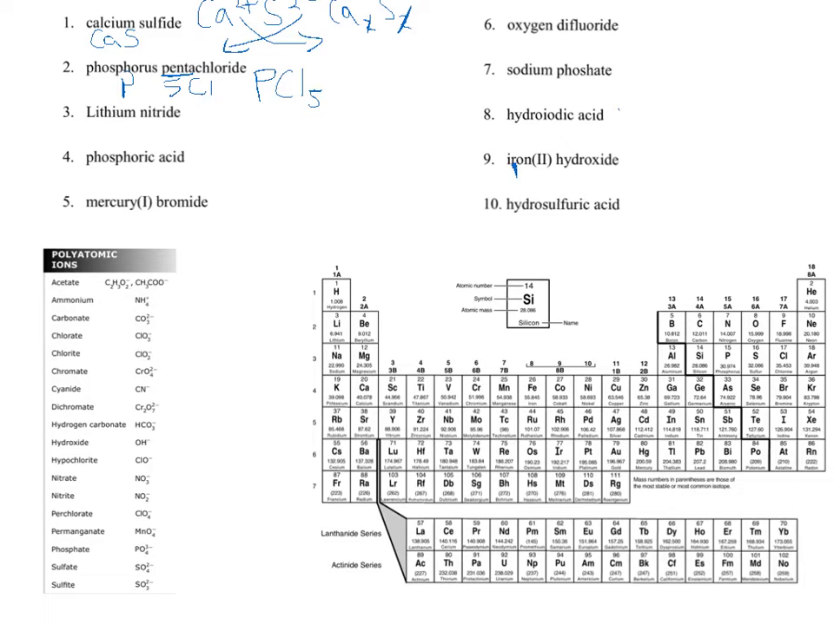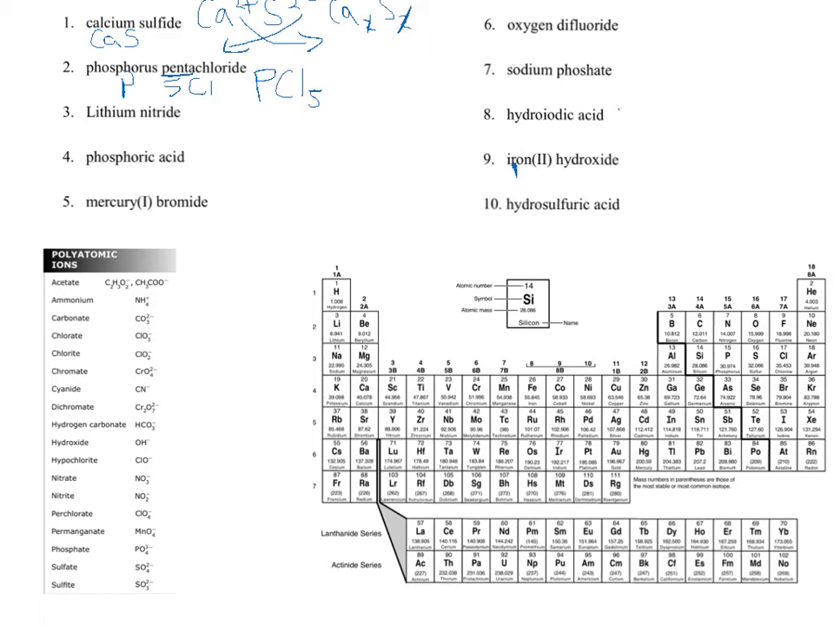Okay, next one, lithium nitride. So we've got to find lithium. Lithium is over here, so we know we have a metal. And then nitride tells us that the starting element is nitrogen. Nitrogen's over here. So we have a metal and a nonmetal coming together, which means this is an ionic compound, which means we have to switch the charges.